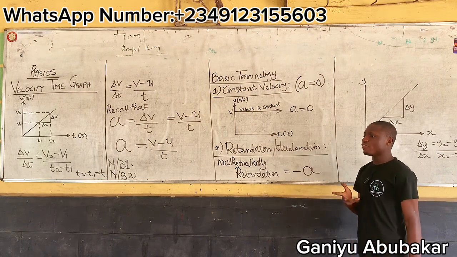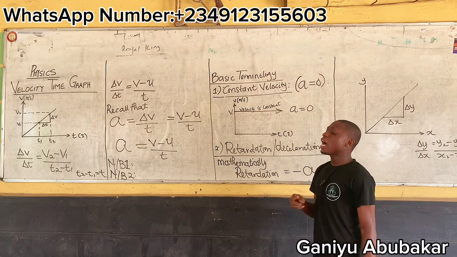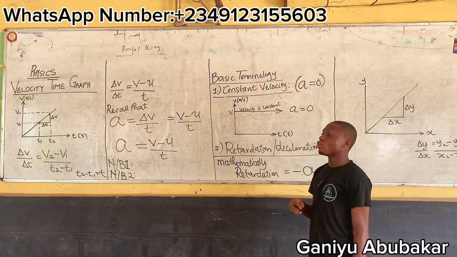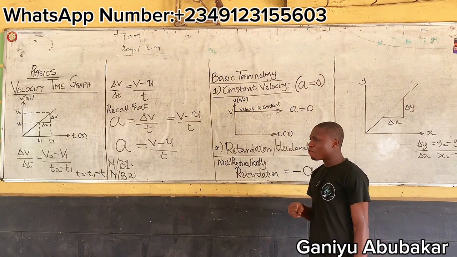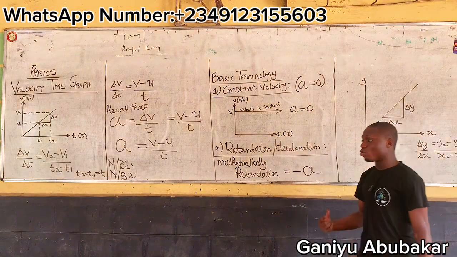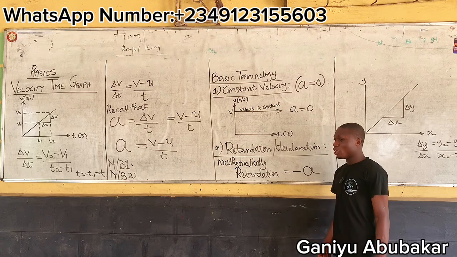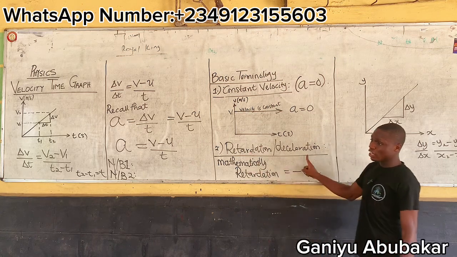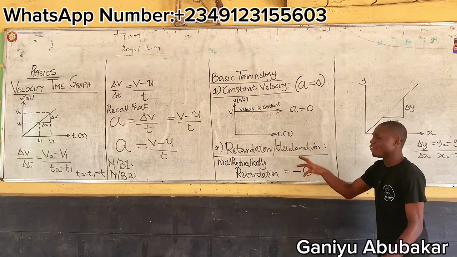Question: if I ask you that the car moves with a retardation of 5 meters per second squared, is it 5 or minus 5? They will give you 5 in the question, but in terms of solving, you use a minus, because retardation means deceleration. Now, how do you express this in a velocity time graph?